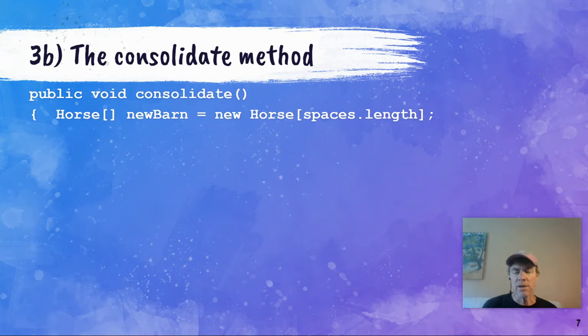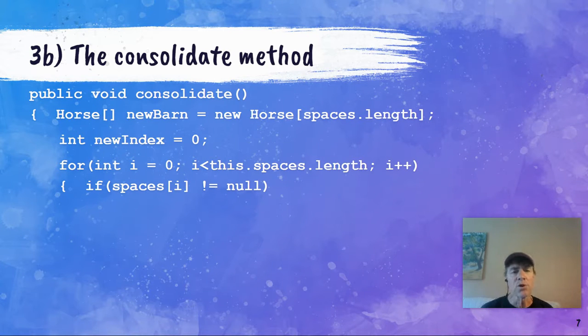So here I'm going to make a new array. I'm going to call it new barn. It's an array of horses, so it's not strings. Make sure that that's true. There's my index for that new barn array that I've made. Now I'm going to traverse the spaces. I'm going to start at the beginning and I'm going to go all the way to the end. Just a nice, easy, simple for loop, the way that we've done.